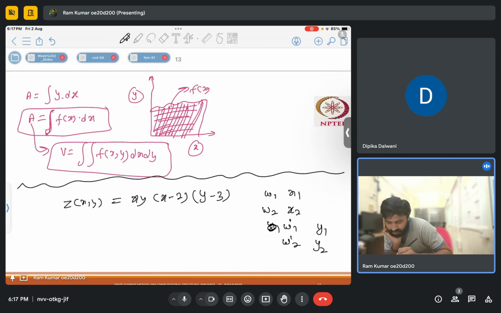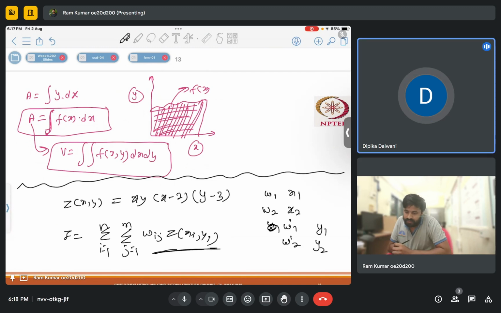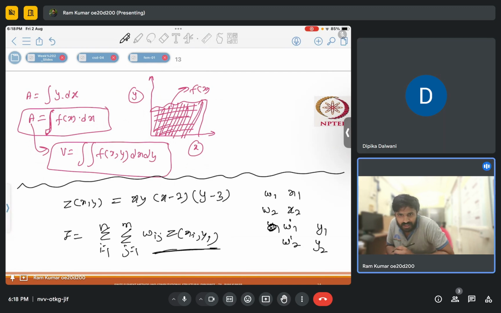So our general formula will be the double integration, i equal to 1 to m, then j equal to 1 to m, of w i j times z of x, y. This is the general form.